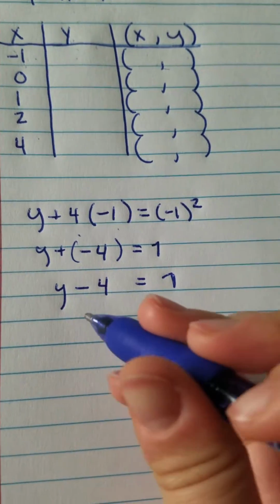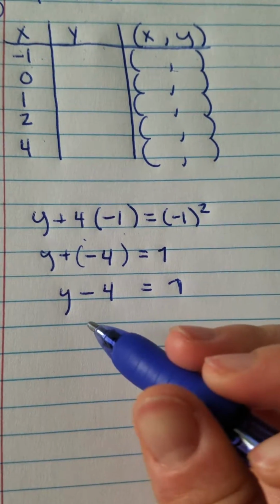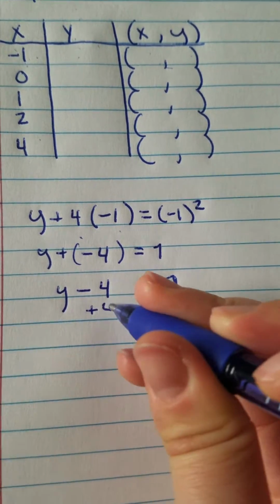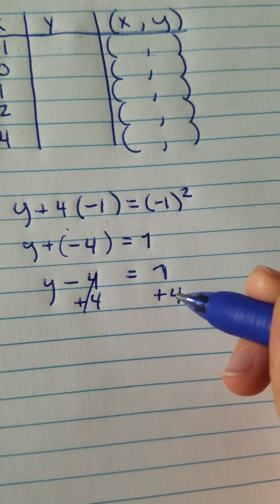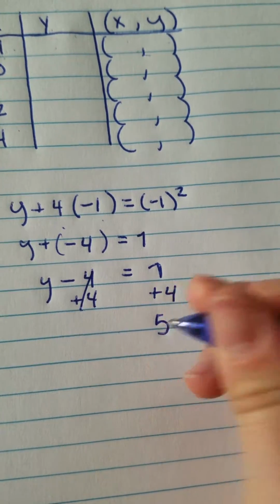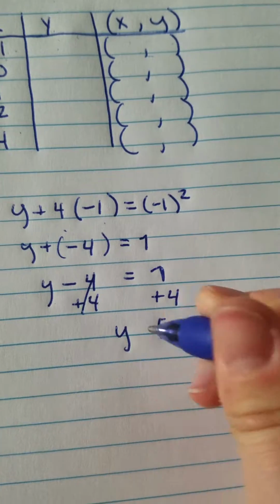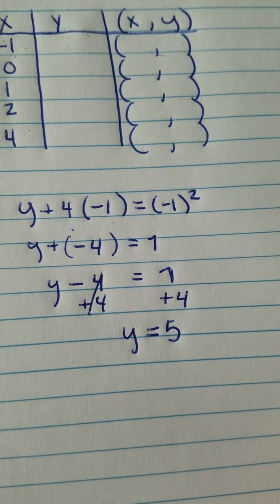Now you just want to get the y by itself, so you're going to add 4 to both sides. So these cross out, and then what's 4 plus 1? That's 5. And then your y equals 5.